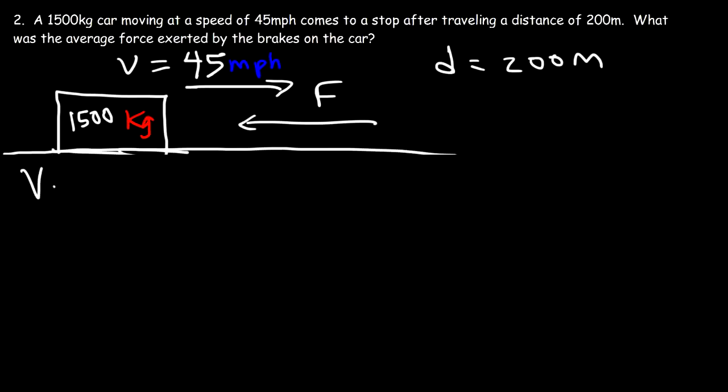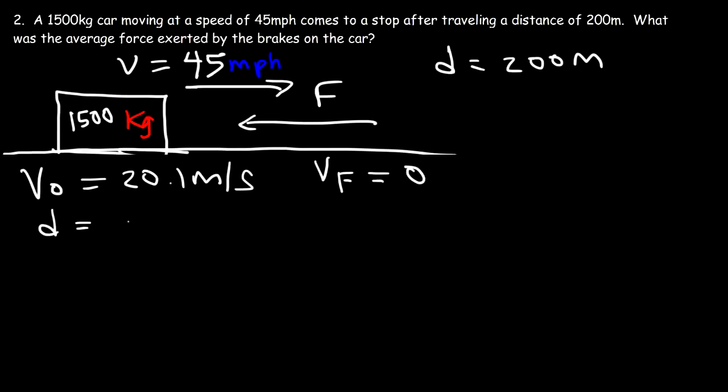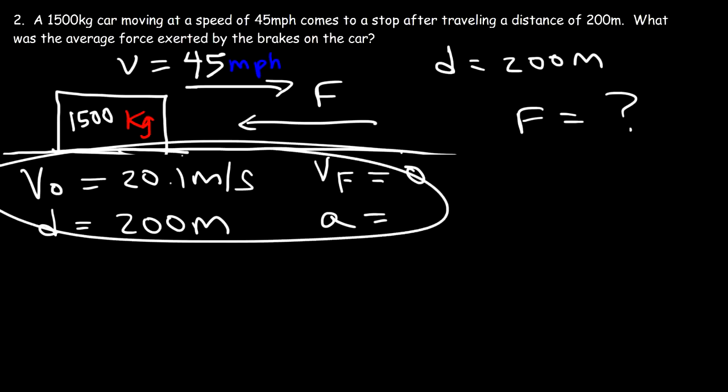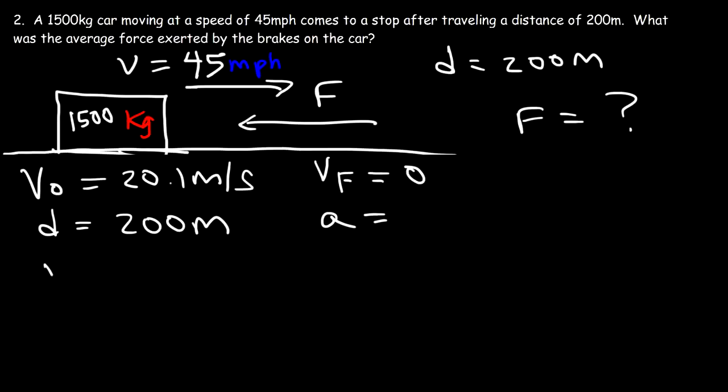So now let's write down what we have. So this is the initial velocity, 20.1 meters per second. What's the final velocity? Now we know the object comes to a stop, it comes to rest. So the final velocity is 0. We have the displacement, which is 200. And our goal is to find the acceleration. Once we find that, we could find the force. So what kinematic formula has these variables? The equation that you need is V final squared is equal to V initial squared plus 2AD.